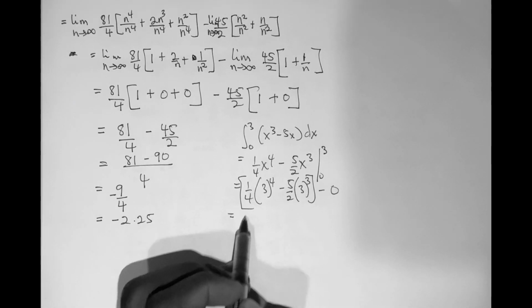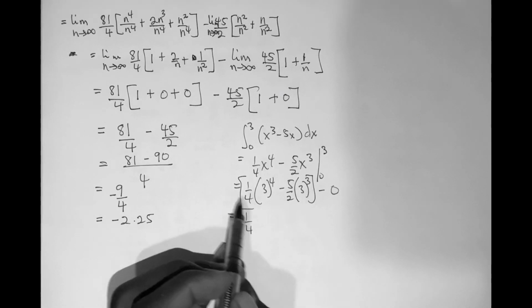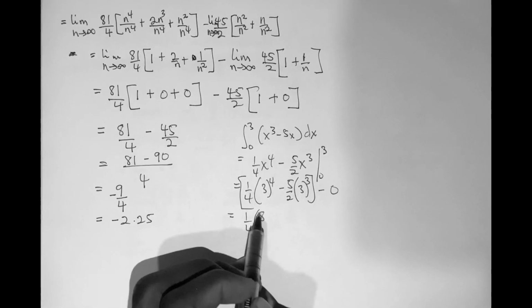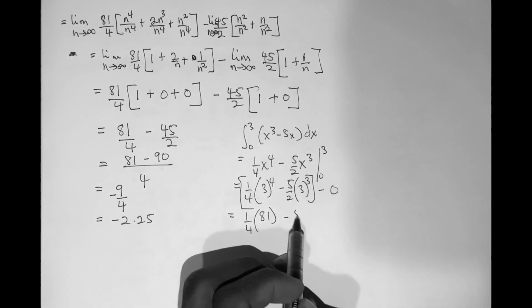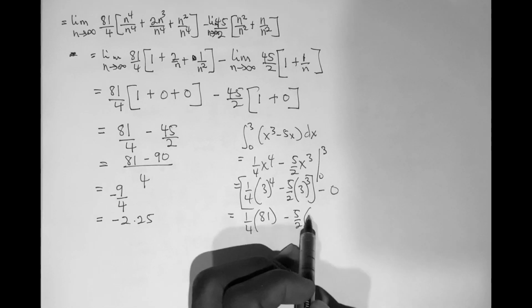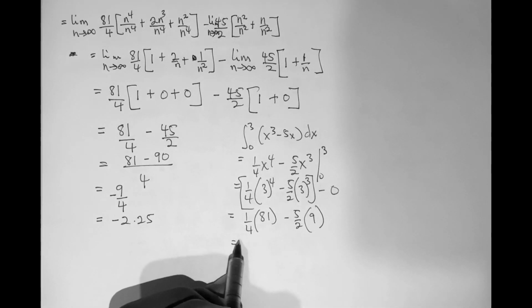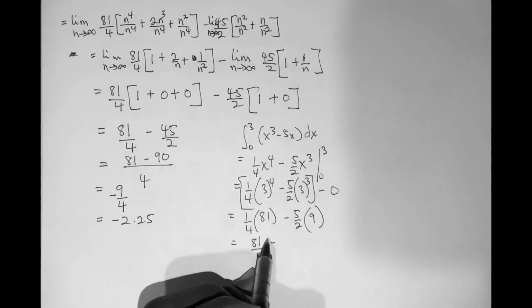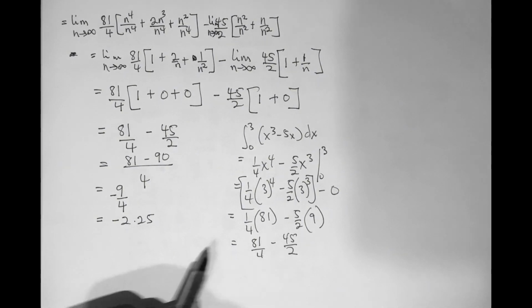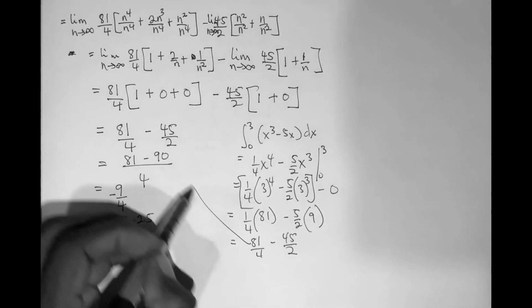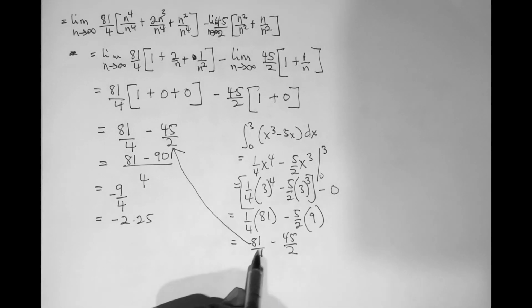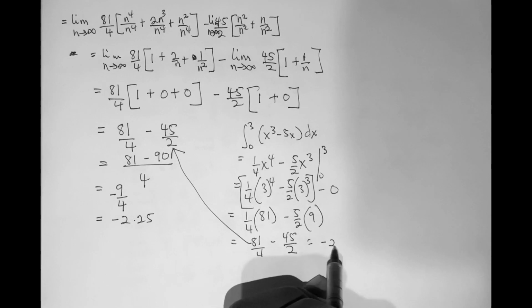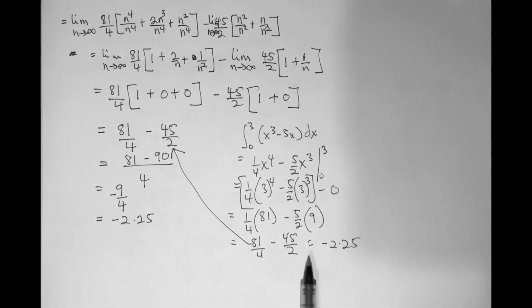So this is equal to 1 over 4 times 3 exponent 4, which is 81, then minus 5 over 2 times 3 exponent 2, which is 9. Now, this becomes 81 over 4 minus 5 times 9, which is 45 over 2. So you see that at the end of the day, we are back to this place. So if you do this, the answer is also minus 2.25. So whether you use Riemann sums or you use the ordinary integrals, you are supposed to arrive at the same answer.